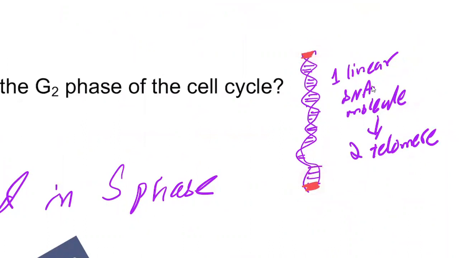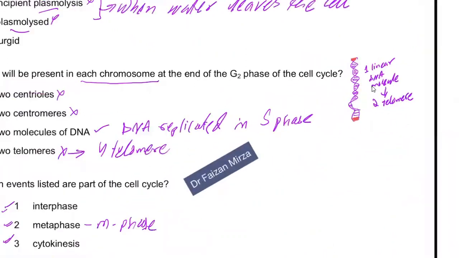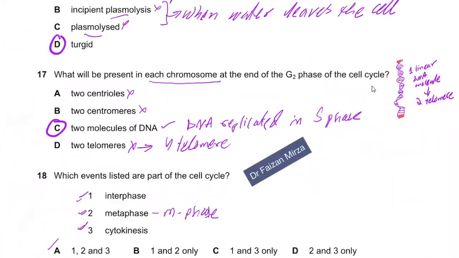So if the DNA underwent replication in S phase, then there will be two DNA molecules. So the two DNA molecules will have four telomeres. So option D is incorrect as well. This will not have two telomeres. Yes, there will be two DNA molecules because the DNA replicated in S phase.